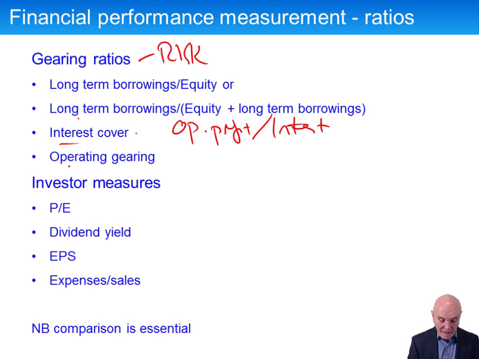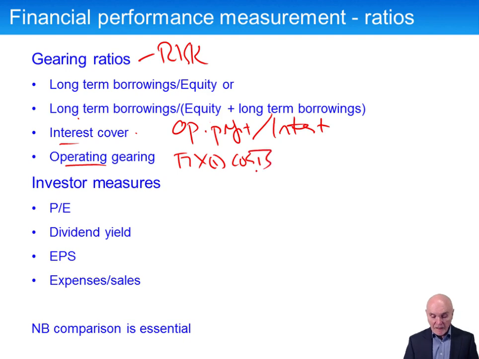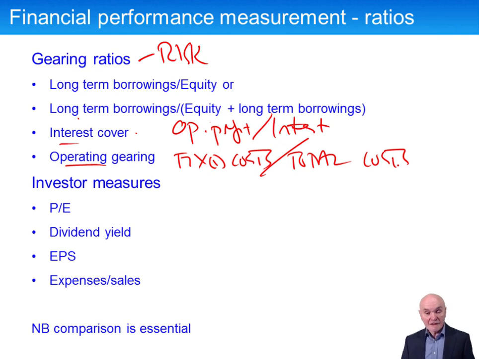But similarly, operating gearing looks at fixed costs. There are various ways of looking at it. You can have fixed costs as a proportion of total costs, or sometimes you might see fixed costs over variable costs. But it is a measure of what proportion of your costs are going to be fixed.